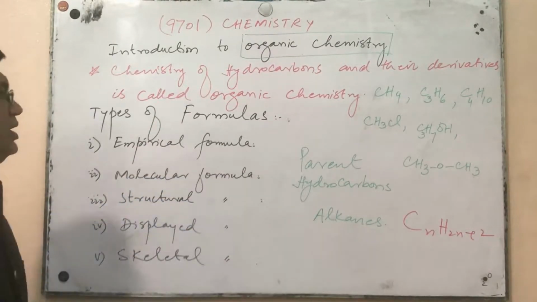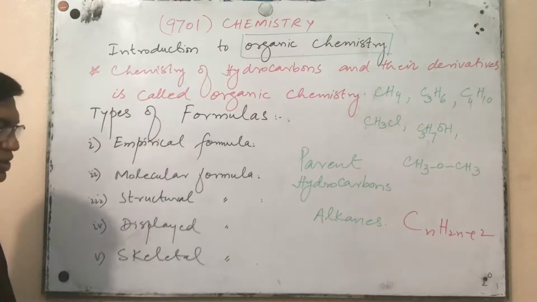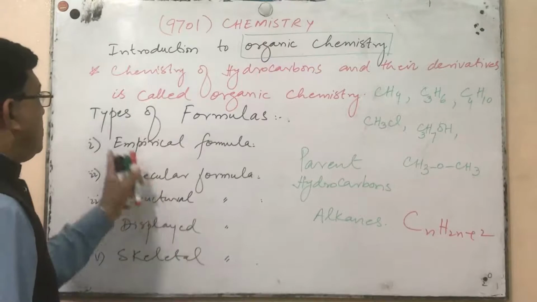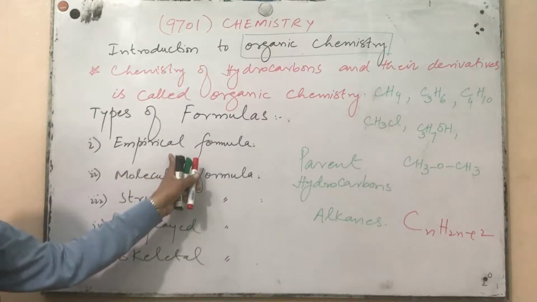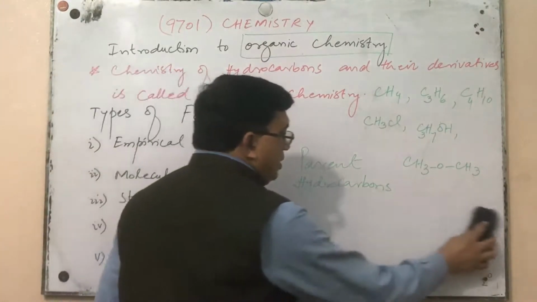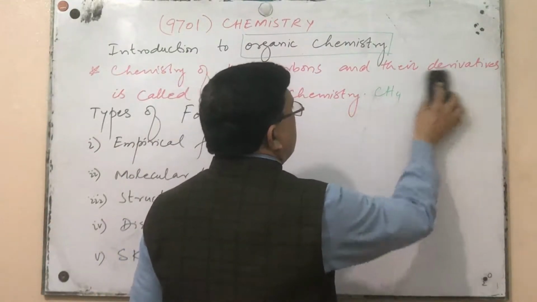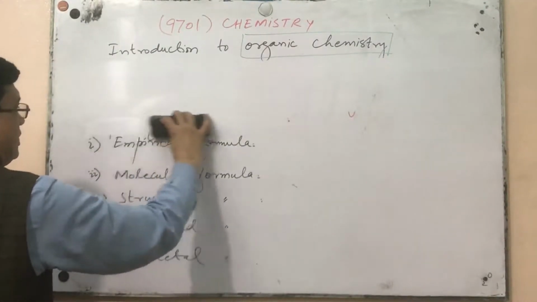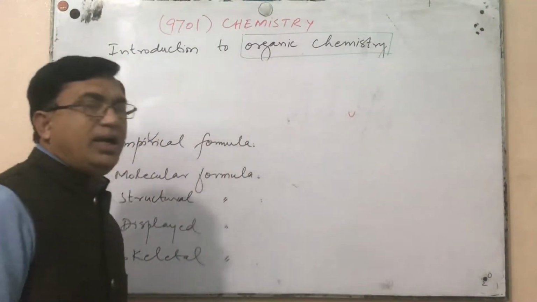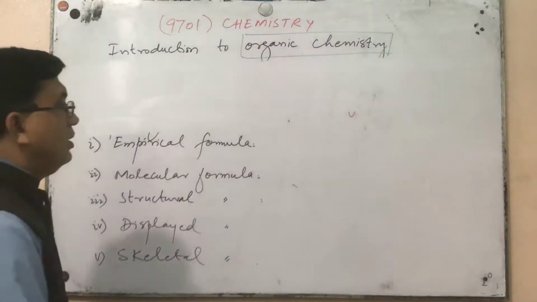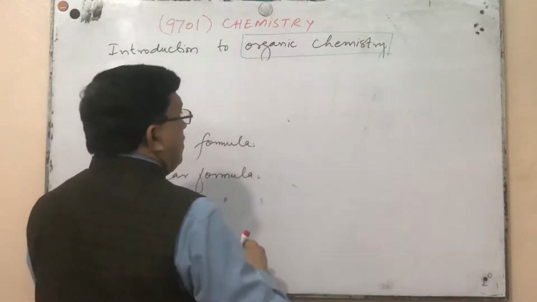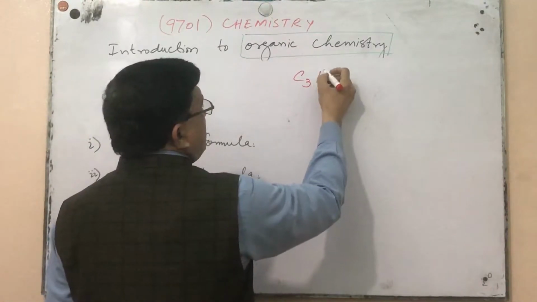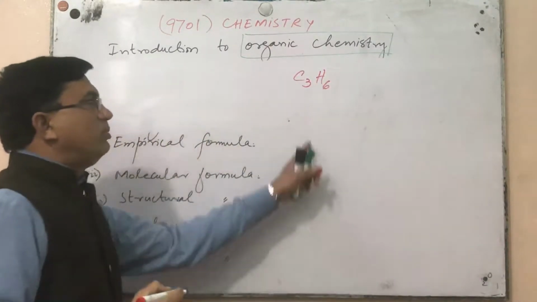Now, there are many different types of formulas in organic chemistry. The first type is the empirical formula. Those formulas which show the simplest ratio between atoms are called empirical formulas. For example, if we have the formula C3H6, this is the formula of propene.